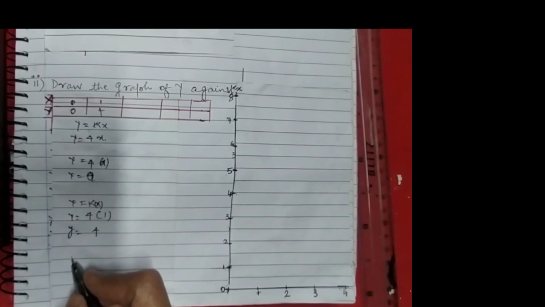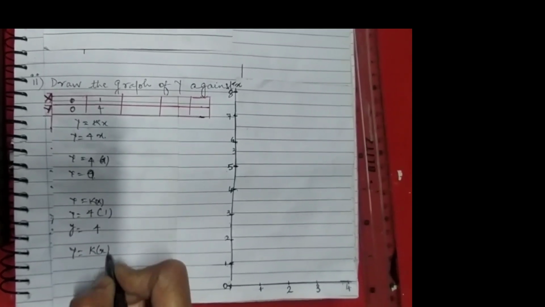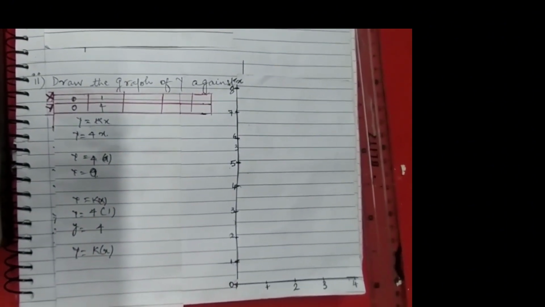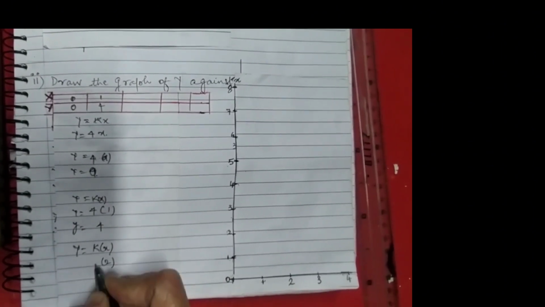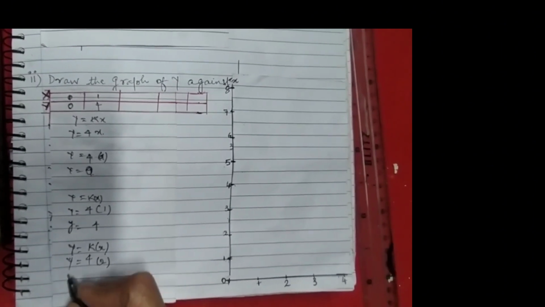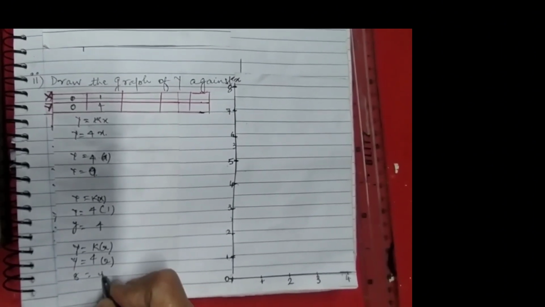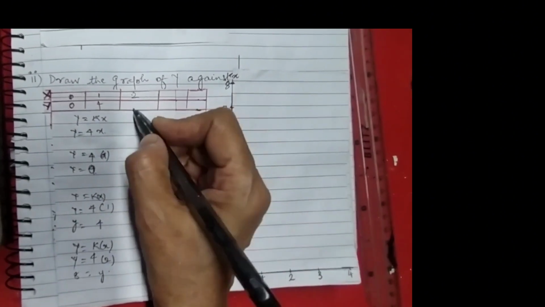And then again y is equals to kx. So you're going to put the values in it. So x will be 2 and your k is 4. So how much will your y be? The y will be 8. So we're going to put, when this is 2 here, then y will be 8.